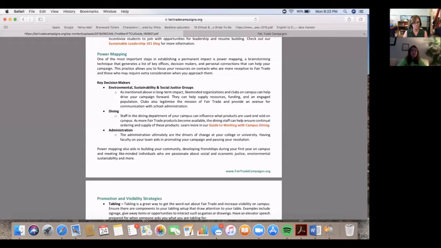And then, of course, the administration. Again, they are there on campus likely longer than the students are, so they help with longevity of the campaign. They also can help your team and promote your campaign in passing the resolution. While students do hold a very high say on campus, the administration also has an extra level of legitimacy, and other administrative members and faculty members will definitely listen to the administration if this is something they're interested in. So finding someone in your school administration can really help out with your campaign.